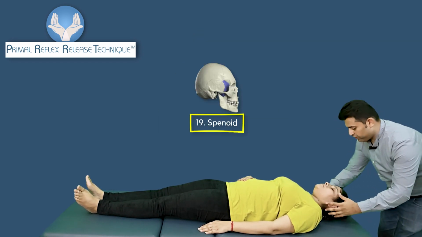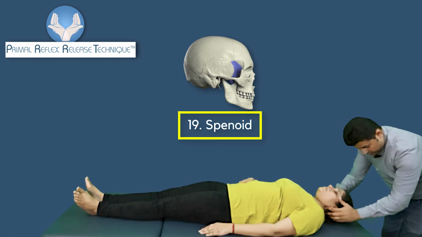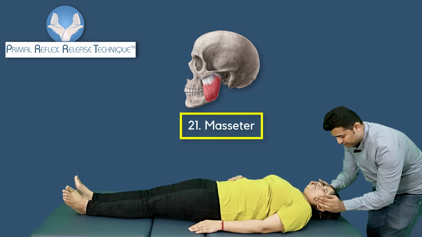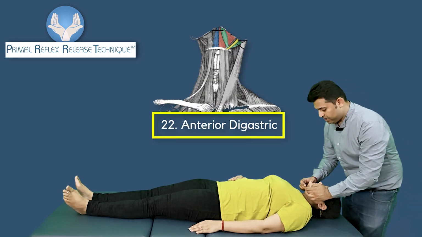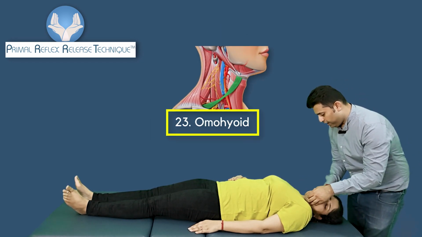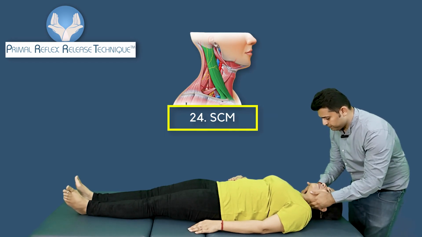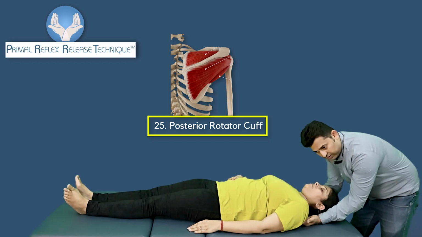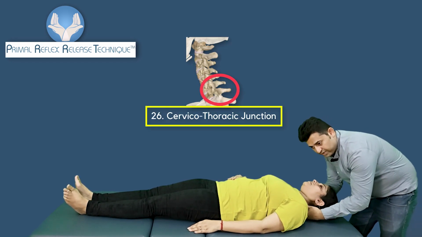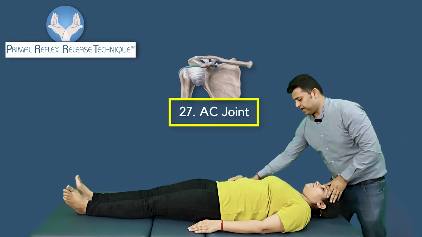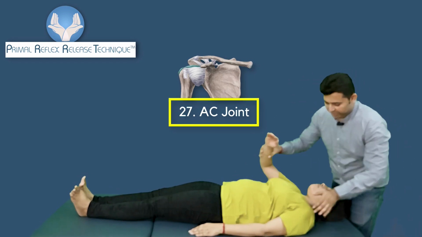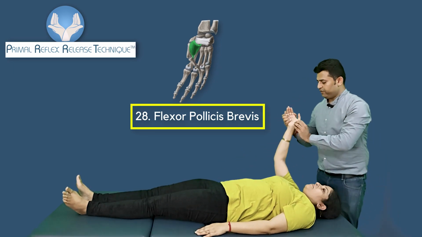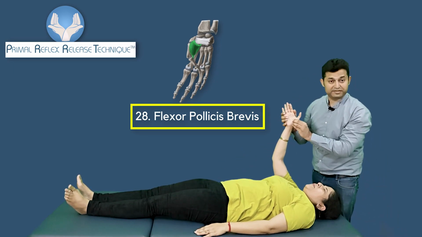temporoparietalis. Then we check the sphenoid on left and right, zygomatic arch, masseter. Again, there is a dysfunction right there. Anterior digastric, omohyoid, SCM, and then we assess the posterior rotator cuff muscles on the left and right, the cervicothoracic junction. Then we also check the AC joint on the right and left, and then we check another important muscle in the hand, which is the flexor pollicis brevis.